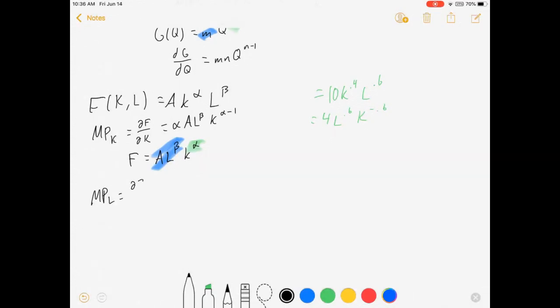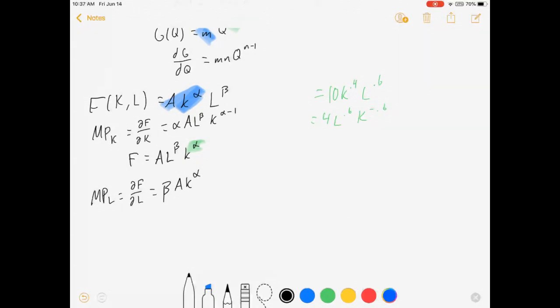Well, this is del f, del L. And in a similar manner, I'm going to hold K to the alpha as constant. And so my M is going to change a bit. My M now is all of this, that is A, K to the alpha. And so when I take the derivative, I'm going to put beta out in front of it because the exponent comes down.